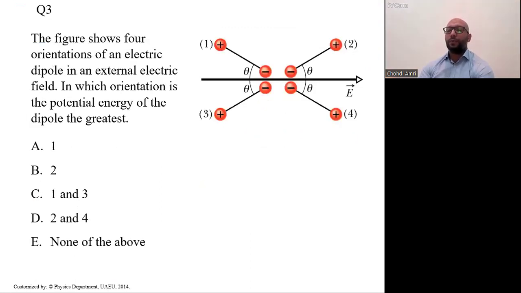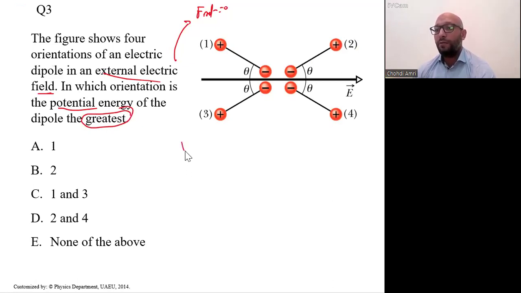Let's move here. Last question of this lecture. The figure shows four orientations of an electric dipole in an external electric field. Now we are talking about the external electric field. In this case, we can say that F net is 0. In which orientation is the potential energy of the dipole greatest? It's asking about the potential energy. What is the definition of the potential energy? We said it's minus P E cosine phi.